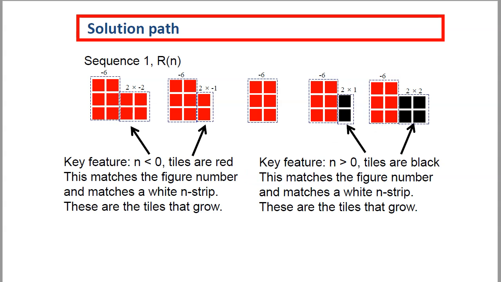Another key feature is that when n is less than 0, these tiles where the arrows are showing are red. This matches the figure number and matches a white end strip. These are the tiles that grow. For n equals -1, we have 2 red tiles, and for n equals -2, we have 2 times 2 red tiles. When n is positive, the tiles where the arrows are pointing are black. And again, this matches the figure number and matches a white end strip.